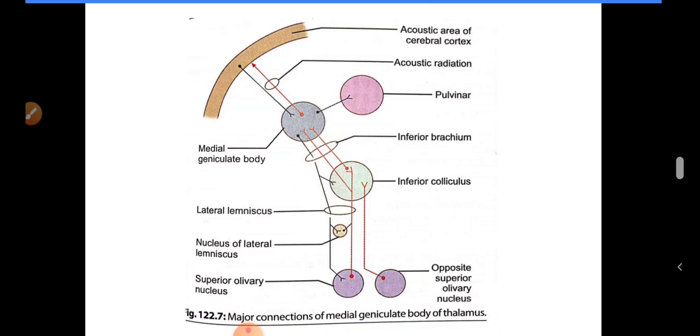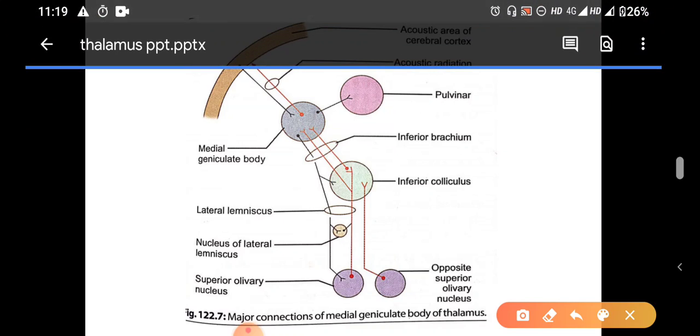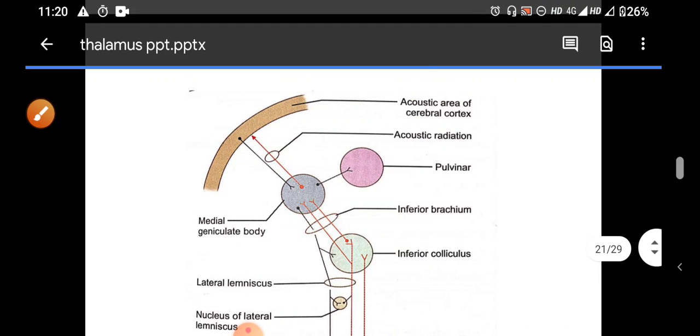Now the medial geniculate body. The afferents for the medial geniculate body: the superior olivary nucleus goes to the inferior colliculus, and from the inferior colliculus the afferents come to the medial geniculate body. Also the opposite superior olivary nucleus comes to the inferior colliculus and relays into the medial geniculate body. And where will the efferents go? The efferents will go to the acoustic area of the cerebral cortex as the acoustic radiation. Also some efferents will go to the pulvinar nucleus.